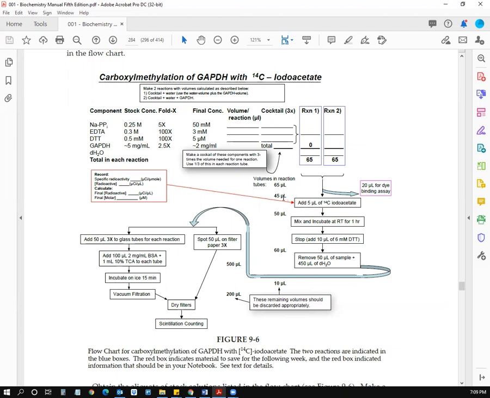From there, you were left with 45 microliters of this reaction because 20 of it was taken for the dye binding assay, and you can't use that anymore. And then of the 45 microliters that you were left with in each tube, 5 microliters of the C-14 iodoacetate was spiked in there for a final reaction volume of 50 microliters, which you allowed to sit at room temperature for 1 hour. You diluted it by adding 10 microliters of 6 millimolar DTT.